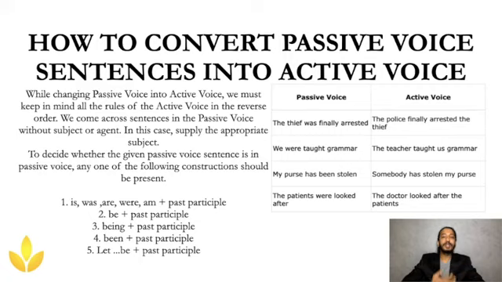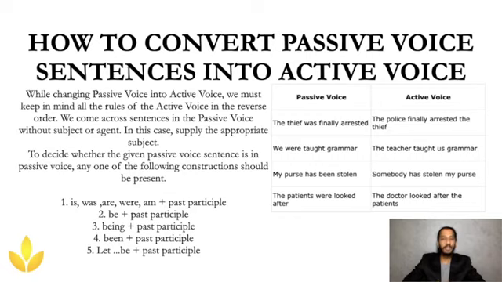We were taught grammar. Here we have something that has were, so that goes back to the first structure of the passive voice. It gets converted to: the teacher taught us grammar. Even here, we didn't know it was the teacher. So in active voice, you can add the respective subject, that is teacher, because often it is teachers who teach you grammar. Similarly, my purse has been stolen. Somebody has stolen my purse. Or you can even say, somebody stole my purse.